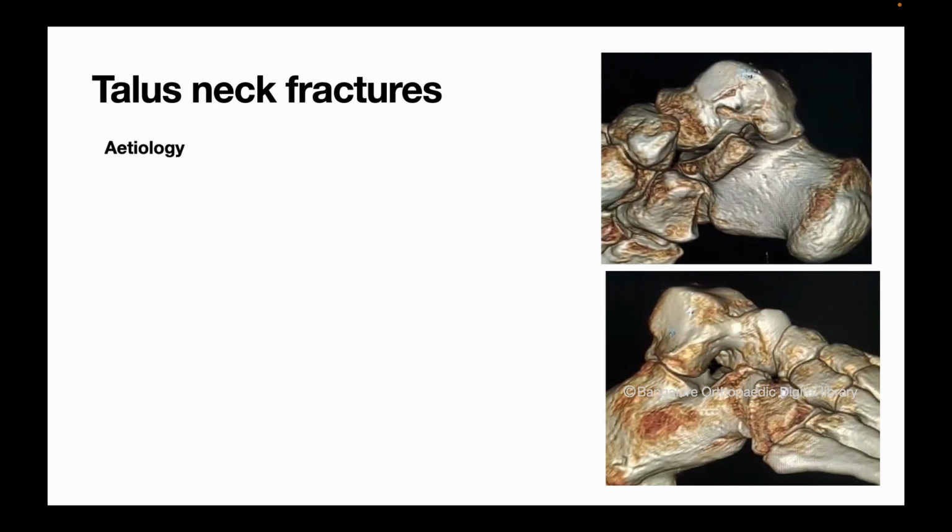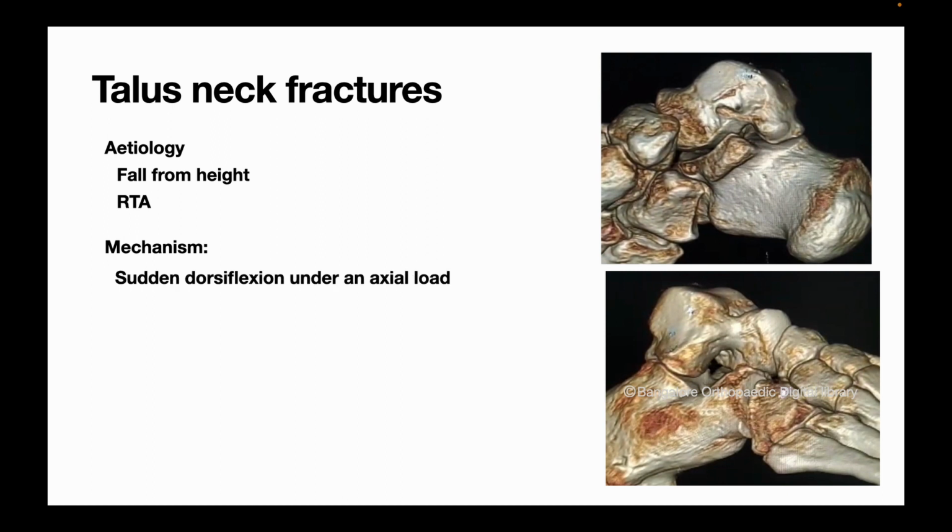Common etiologies of the talus neck fracture are fall from height and road traffic accident. Mechanism is forced dorsiflexion when an axial load is applied on a plantar flexed foot. Hence, it's sometimes referred to as aviator's astragalus. Talus neck fracture is classified according to the Hawkins method and is beyond the scope of the current syllabus.